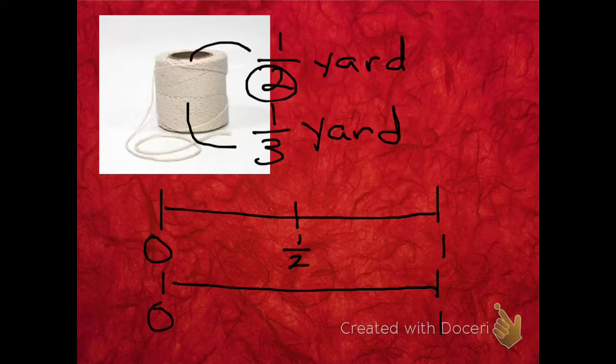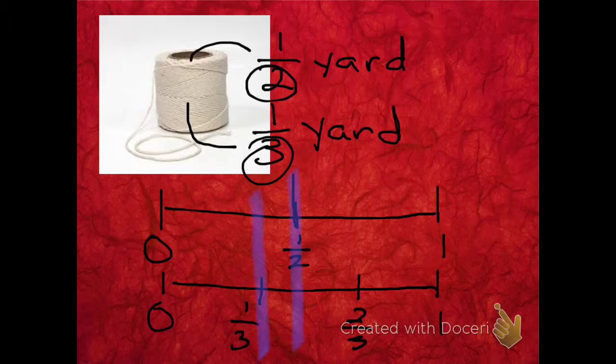Now I look at the denominator for the next one. It's 3. So I'm going to divide it up into 3 equal pieces. The first piece is going to be 1/3. The second piece is going to be 2/3. And then I compare. I have 1/3 yard and 1/2 yard. Well, 1/2 falls in the middle right here. 1/3 falls to the left right here.